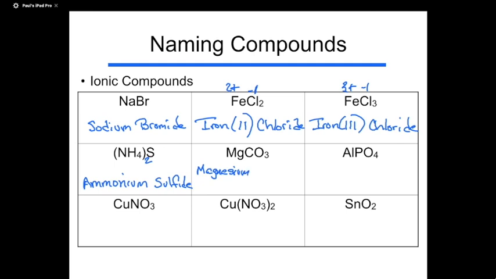Okay. Is magnesium one I have to designate? Yes or no? No, it's not a transition. If you look on the sheet, it only has one charge, so I don't have to distinguish it. The anion, is it a group? What is that group's name? Carbonate.